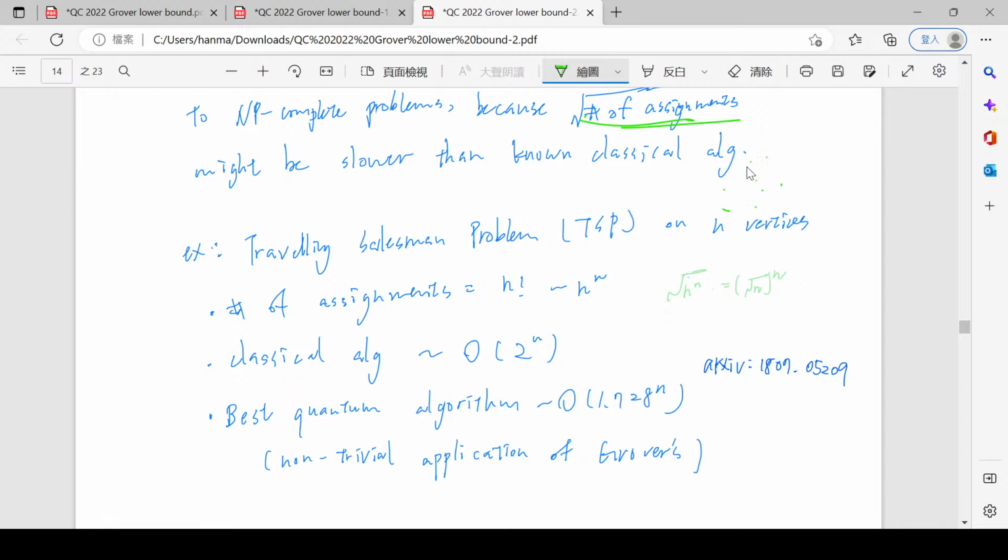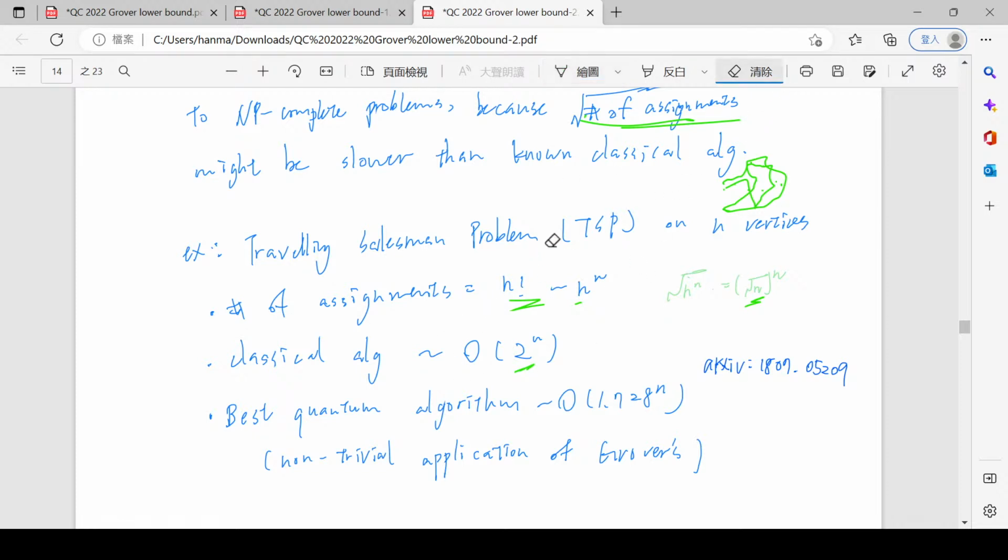and I believe you want to find the shortest path that goes through everything. And anyway, for the traveling salesman problem, the number of assignments is like the number of routes through the cities, and that's like n factorial. But there are classical algorithms that do this in time like order 2 to the n. So if you just do Grover search over those n factorial, then that's square root of n to the n. So that's actually square root of n, and square root of n is bigger than 2. So this is actually worse than the classical algorithm.